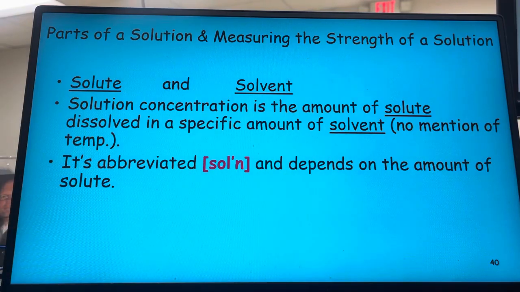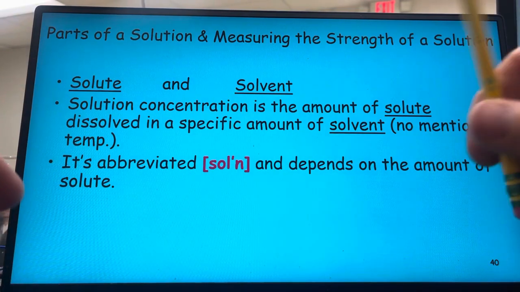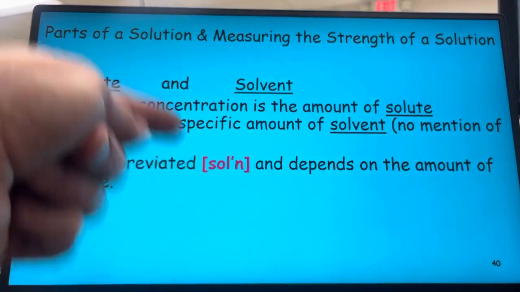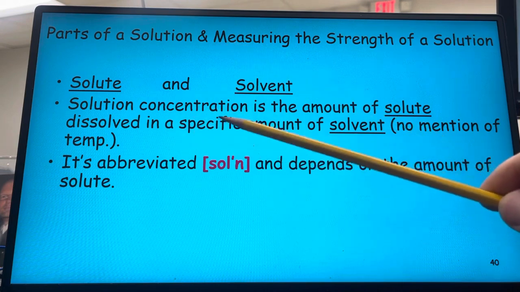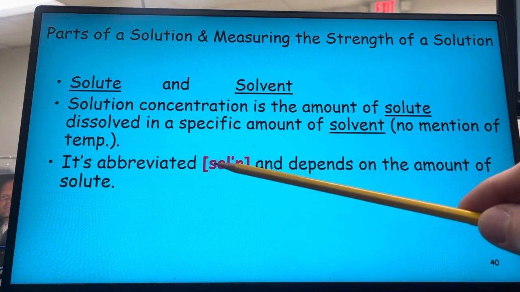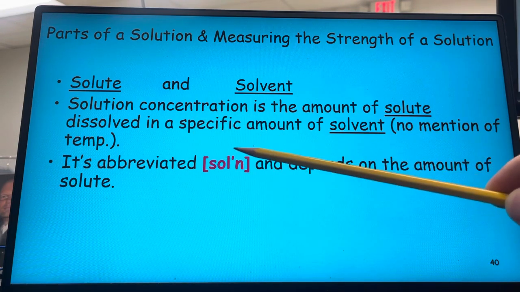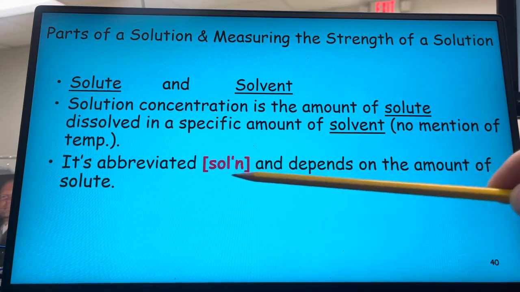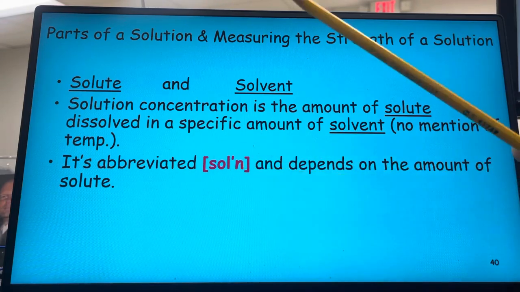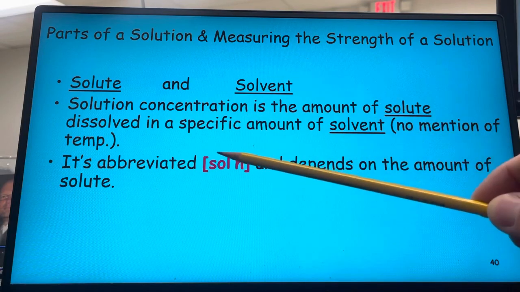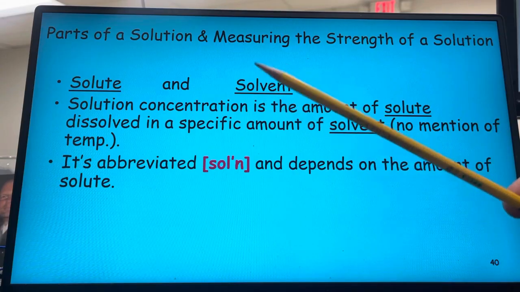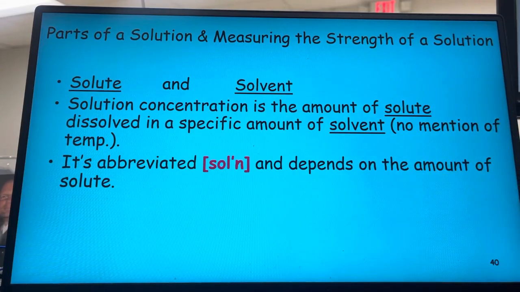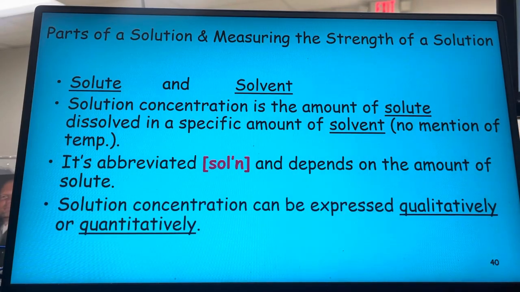We know that abbreviation. This is different though. This is right here, solution with brackets, okay? Now, you would take out SOL apostrophe N and you would actually put something else in there, okay? We're going to get to that later. But that's how concentration or solution concentration is abbreviated with those brackets like that. And we're going to see what that means.